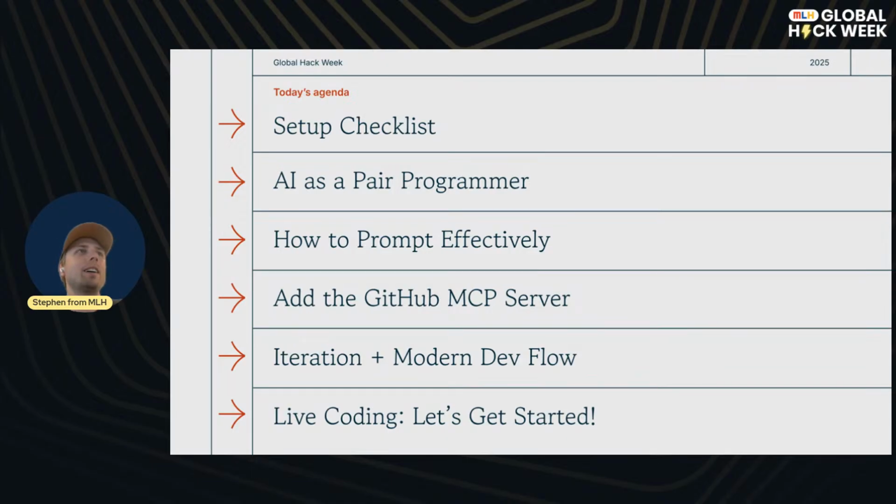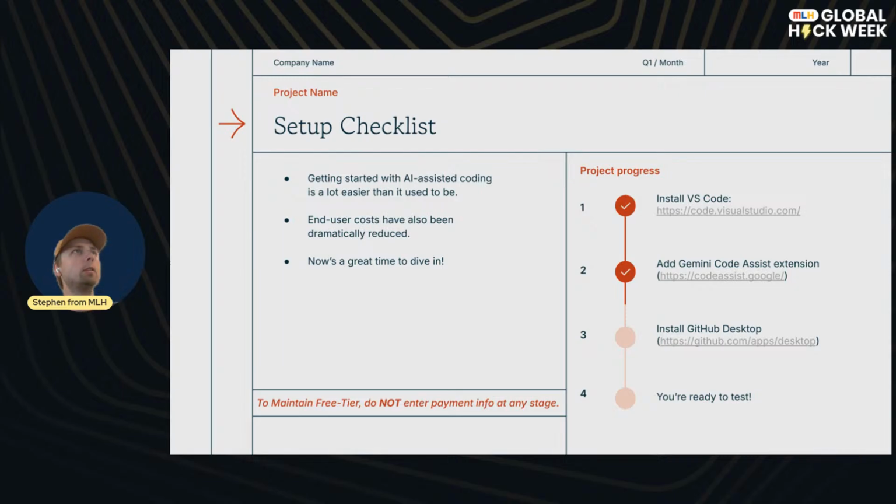And then we're going to talk about a concept that a lot of people know a little bit about, which is called iteration and modern dev flow. So how can you take an idea that you have for a change to your project and update your project on GitHub in a more professional way, right? So we're going to explore a few concepts there too. And of course, then we'll go live coding and we'll get started. But first, I wanted to talk about the setup checklist.